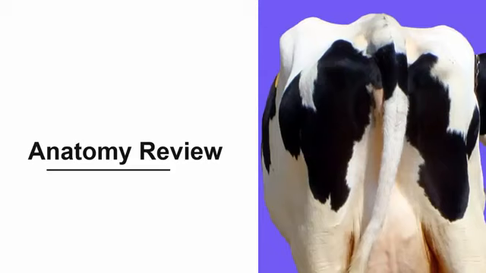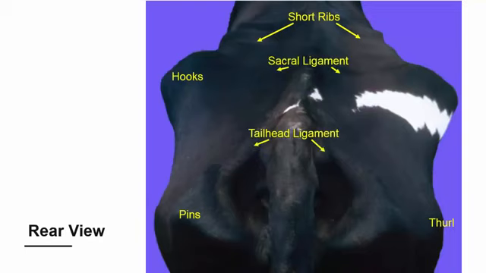Before we learn the scoring process, let's review the anatomical areas that are evaluated when assigning body condition scores. For dairy cows, we focus on the pelvic area and the loin. When viewed from the side, we will evaluate the visibility of the hooks, the pins, the thurl, and the short ribs. From the rear of the cow, we again evaluate the hooks, the pins, the thurl, and the short ribs, and we consider the sacral and tailhead ligaments.